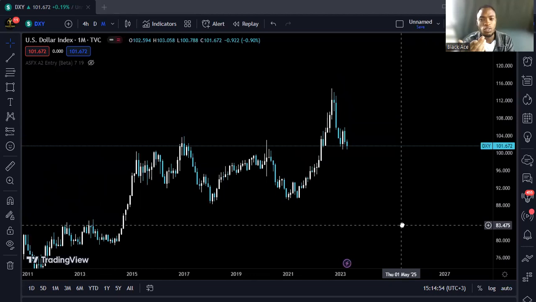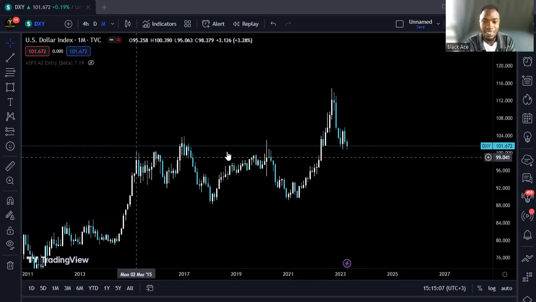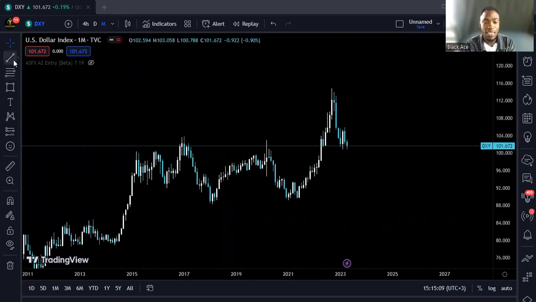Cool. So we're going to start with DXY. Obviously, we understand the US dollar is one of the currency pairs that runs the market, if you will, until now, obviously. But as we understand what's happening with the US dollar, most likely it's not going to be doing that for long. So we should use it while we still can.